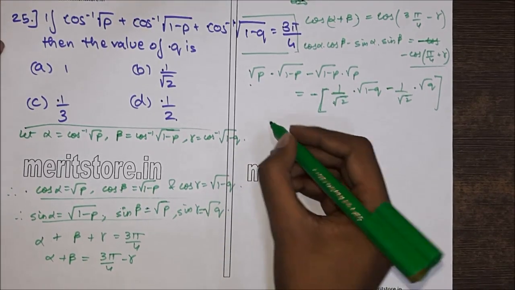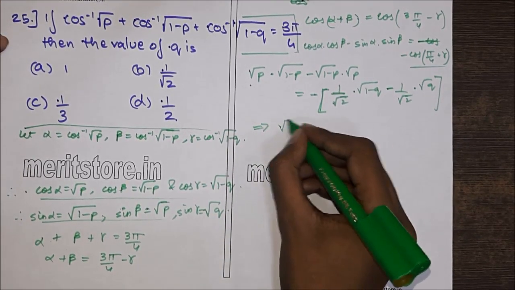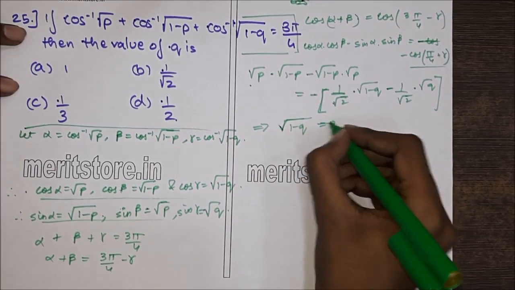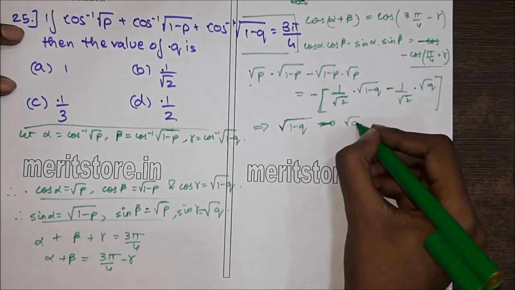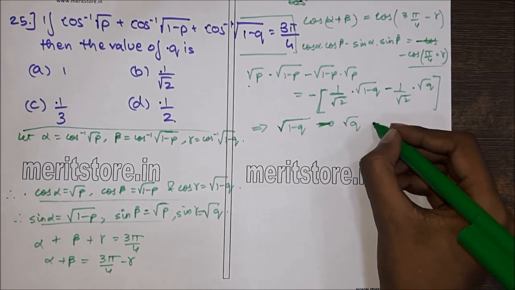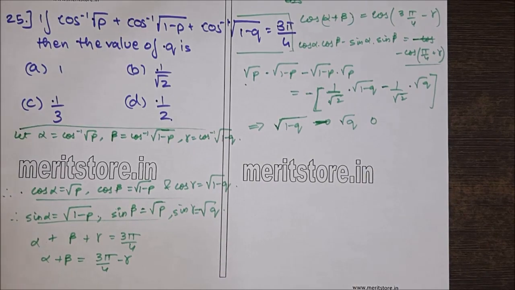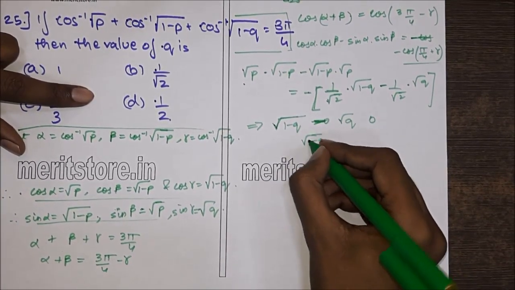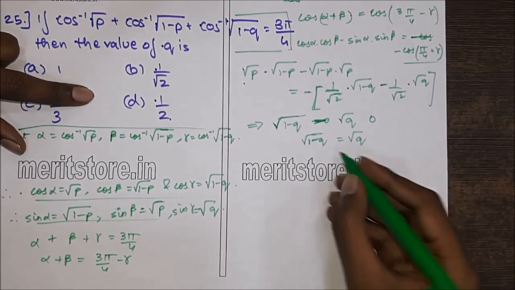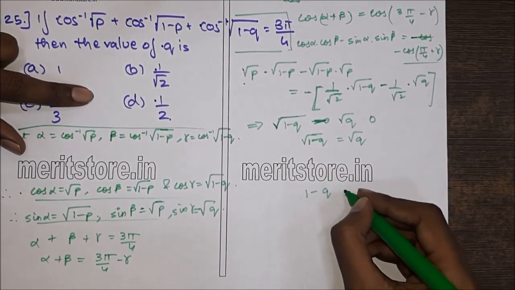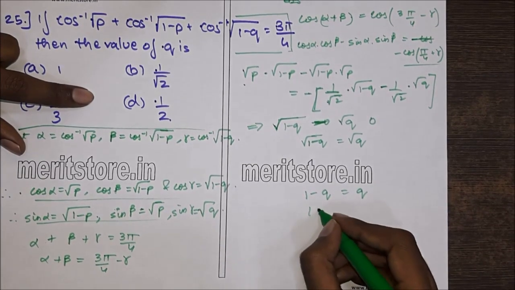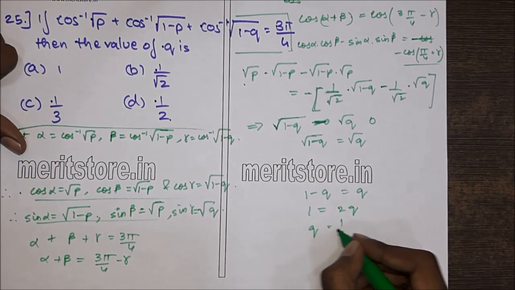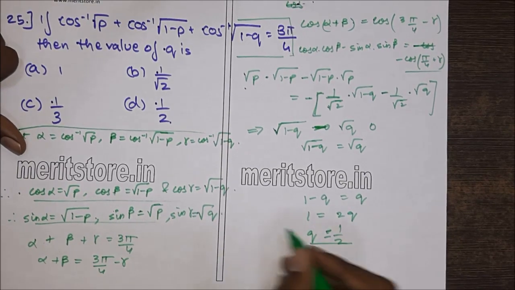So simplifying it, we get root of 1 minus Q minus root Q is equal to 0. That is root of 1 minus Q is equal to root Q. Squaring both sides, we get 1 minus Q is Q. That is 1 is equal to 2Q. That is Q is equal to half, which is option D.